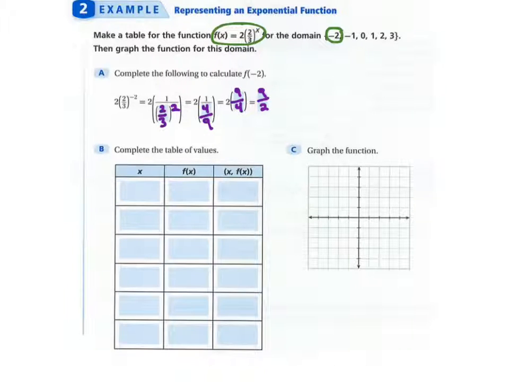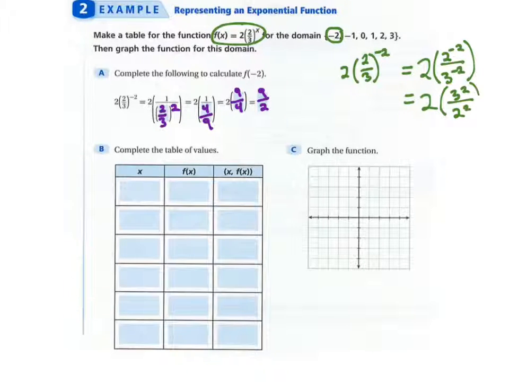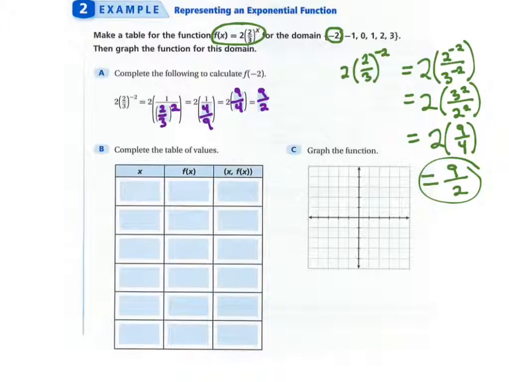Okay, here's the way I would have solved this. 2 times 2/3 to the power of negative 2. This is the same as 2 times 2 to the power of negative 2 over 3 to the power of negative 2, yes? So now I'm going to make each its reciprocal. I'm going to move 2 squared into the denominator. 3 squared is going to go in the numerator. So I've got 2 times 3 squared over 2 squared, and then I can solve from there. 2 times 9 over 4, which is equal to, again, 9/2. Same answer, just a different way to get there. Figure out what works best for you.